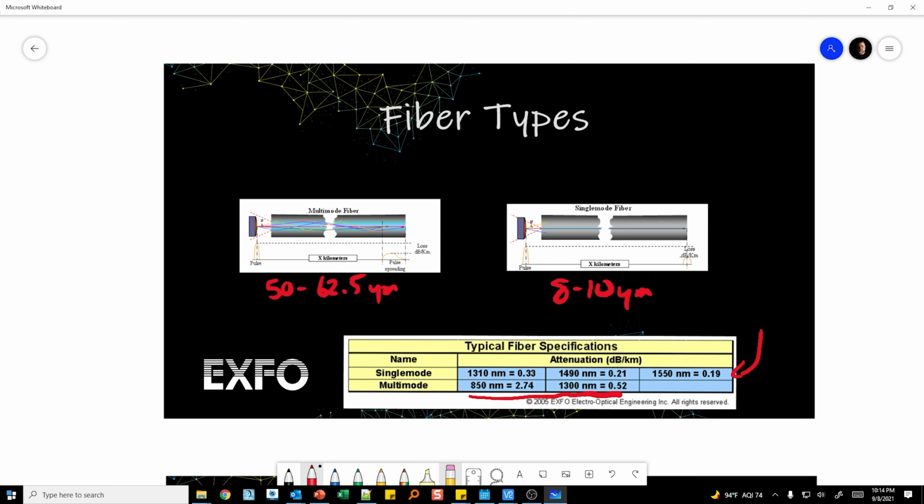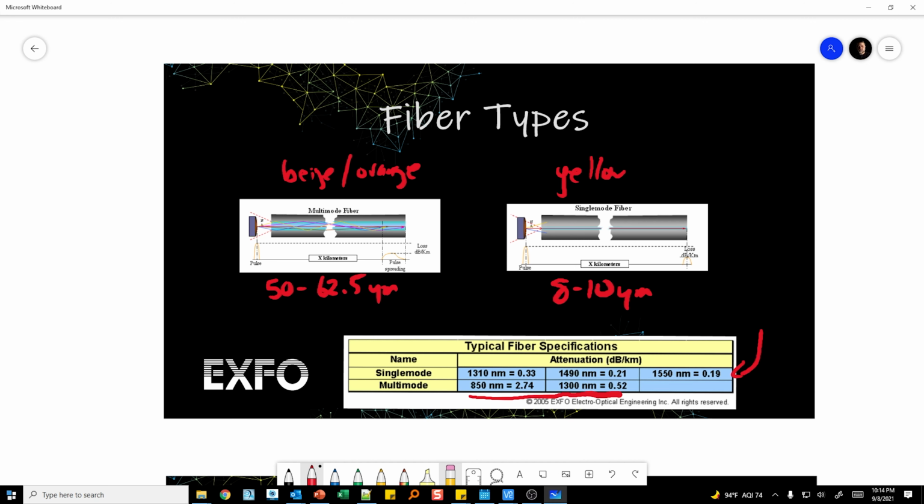Typically, if you're looking at jumpers, single mode is usually a yellow jacket. It doesn't have to be; it could be different colors as well, but the most common is yellow. Then for multi-mode, you might see something that's either beige or orange, if the jacket itself has any sort of color code to it.